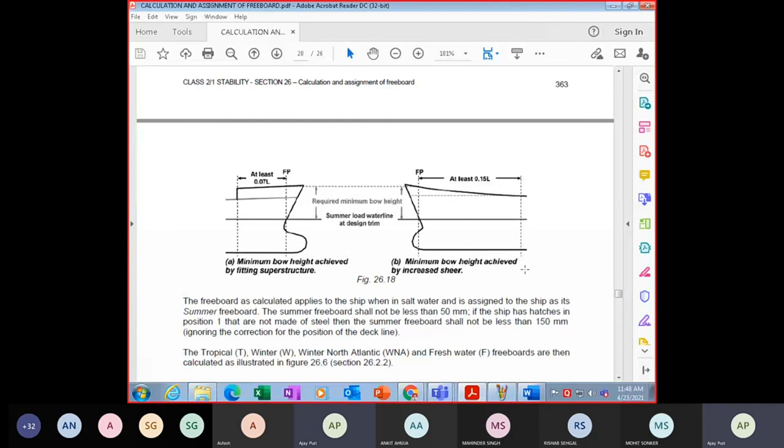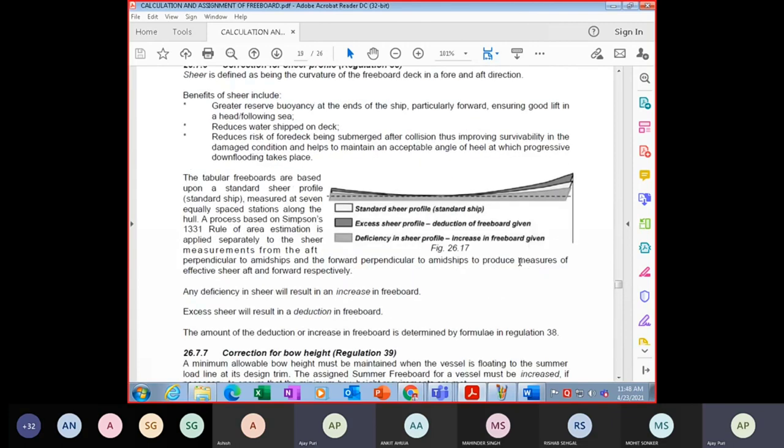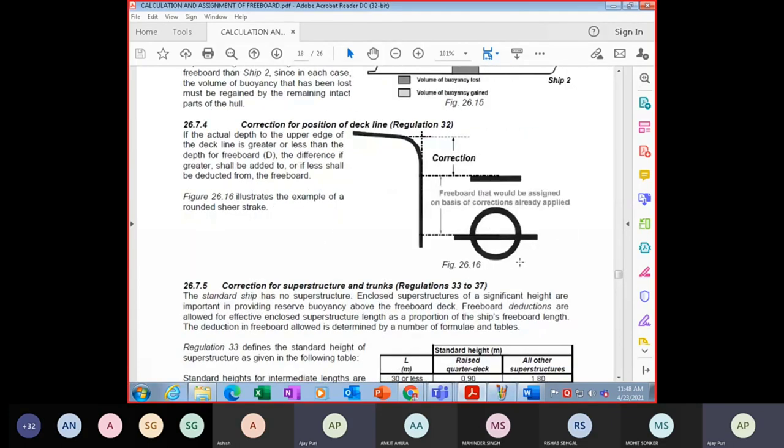Ye clear hai ki nahi hai? Yes, sir. So that's why I did it in detail, so that understanding should not be in problem there for corrections.